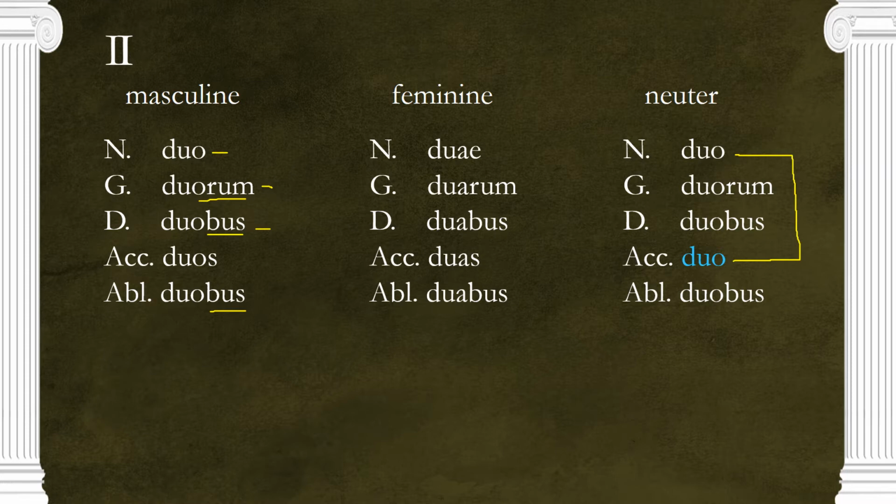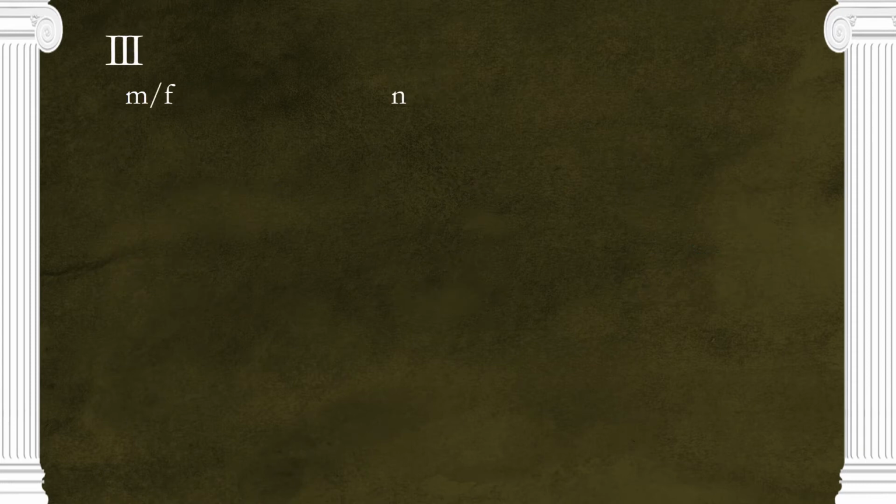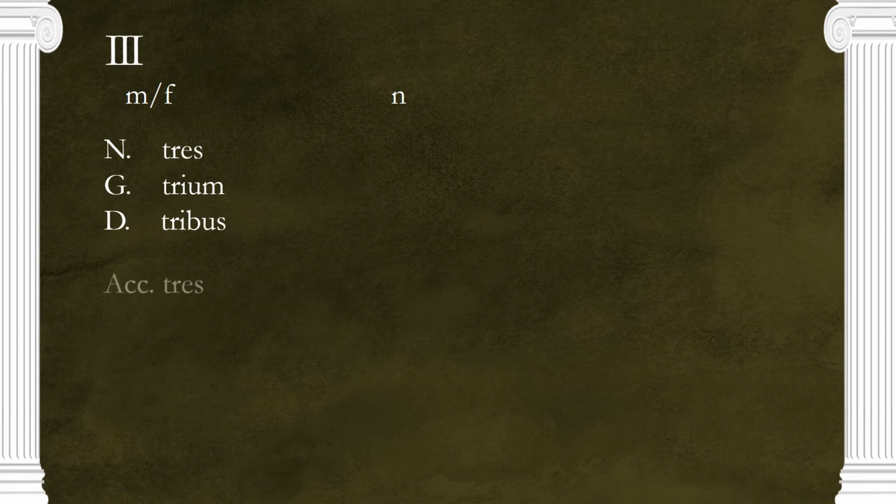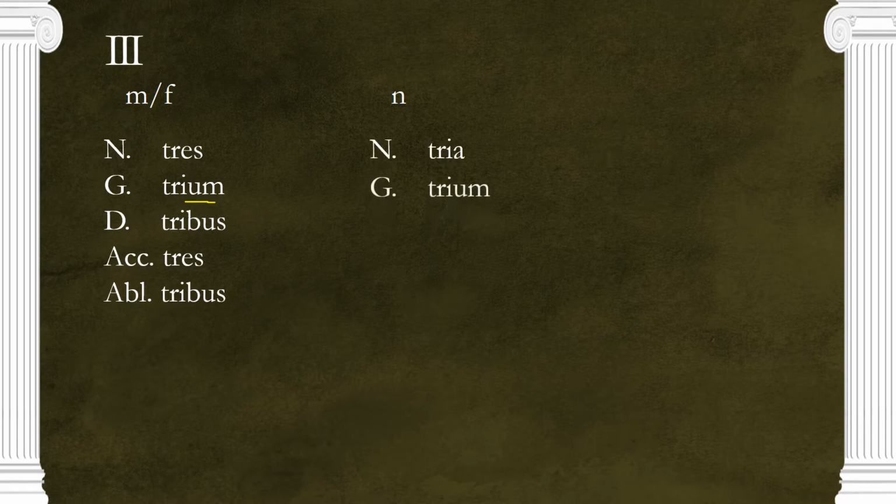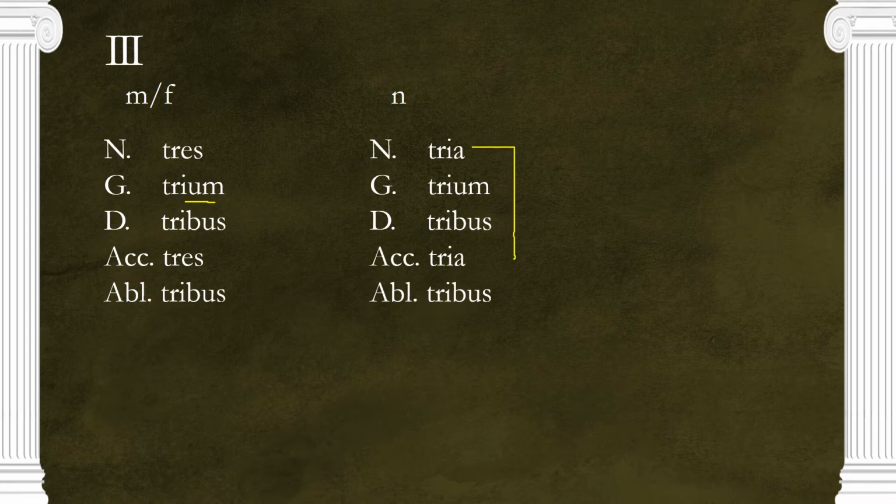And then if we look at the number 3, tres, masculine and feminine are the same. Okay, tres, trium. When we see ium or arum or orum, that um, it usually tells us that we're looking at a genitive plural. And here it is in the neuter. And the nominative and accusative are the same when we talk about neuters.